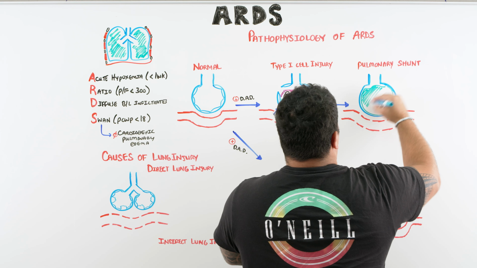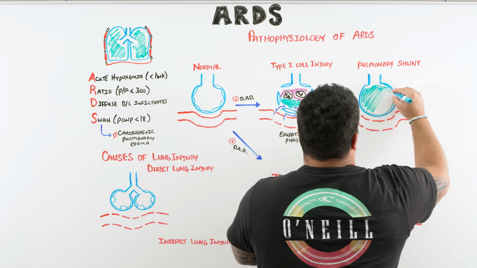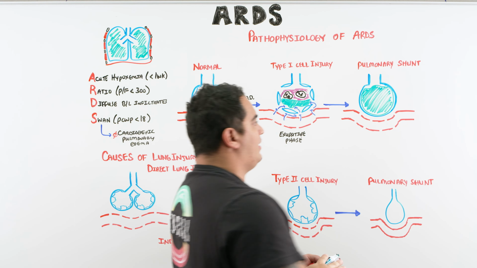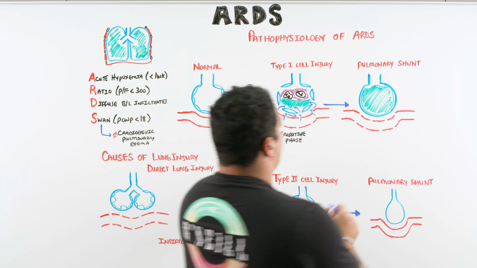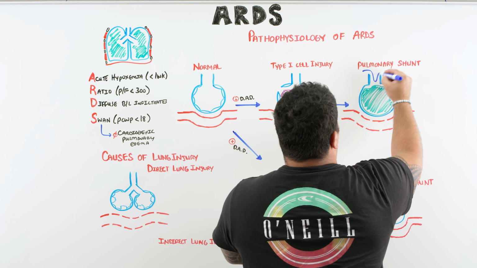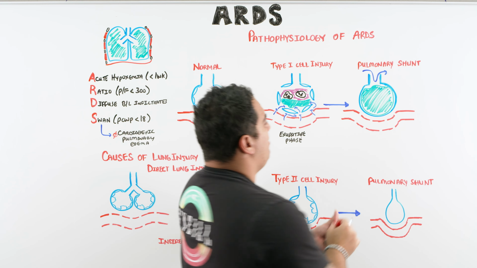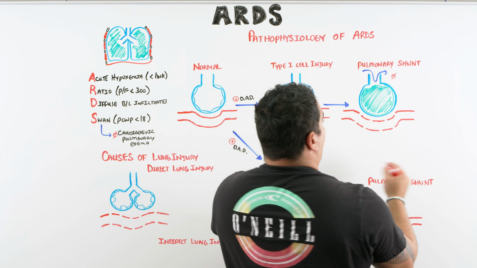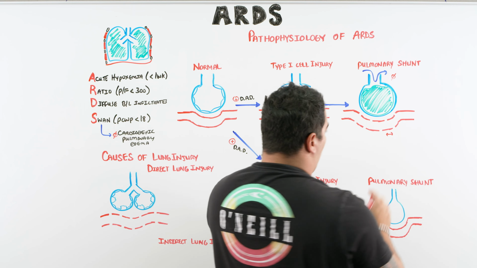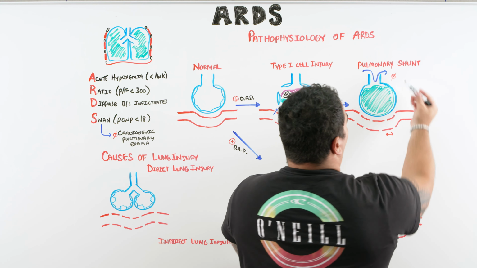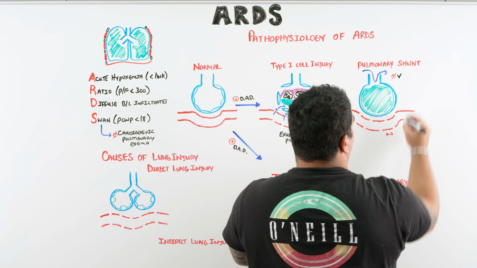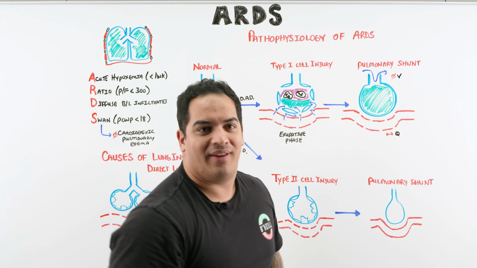Can you even ventilate this alveoli? No, you can't ventilate this dang alveoli. So because of that, there's going to be very, very poor ventilation. There'll be almost no ventilation. And if there's no ventilation and somewhat normal perfusion, what do we have here? We have the most extreme low VQ mismatch. That's what we call a shunt.